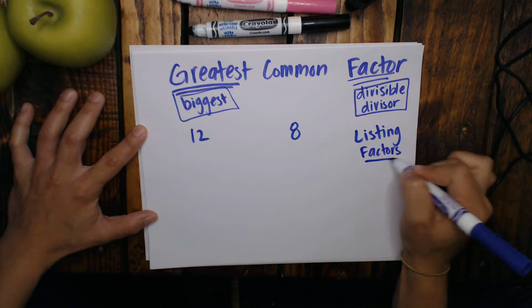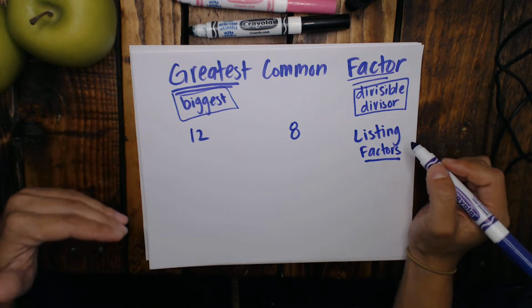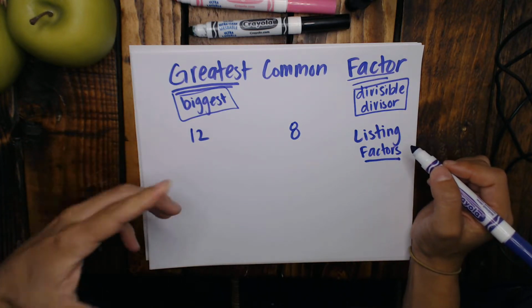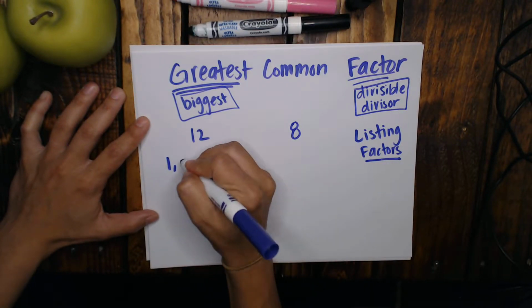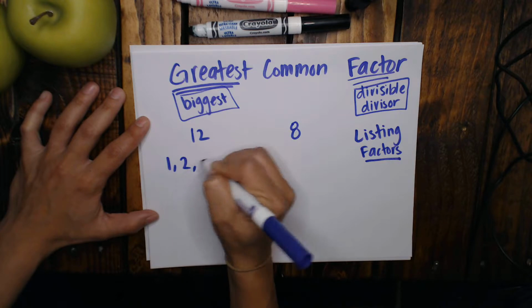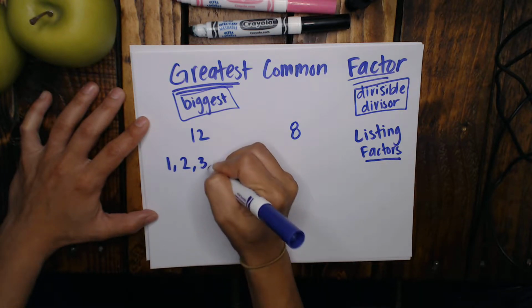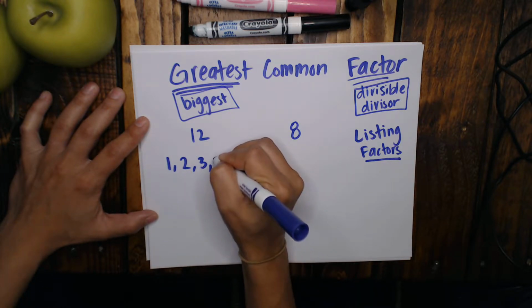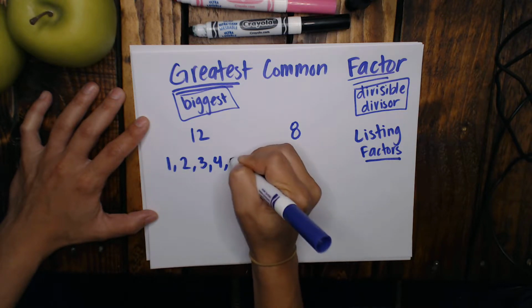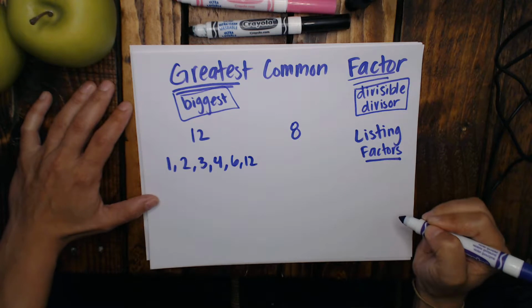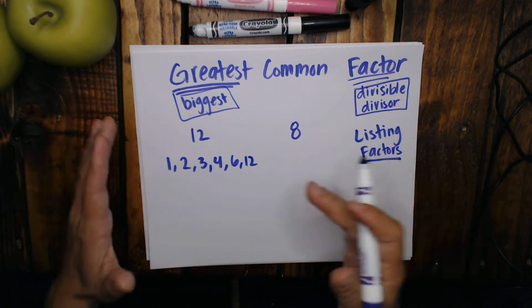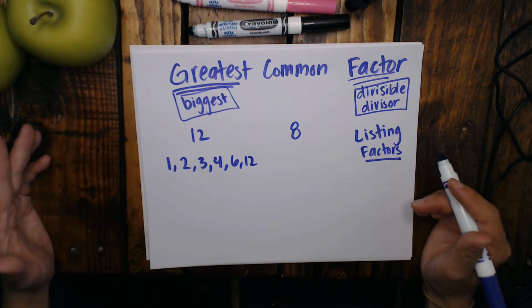So when I'm listing the factors, I'm talking about what numbers can be divided into 12. So I know 1 can go into 12. I know 2 can go into 12 because 2 times 6. 3 can go into it because 3 times 4. So obviously if there's 3, we also need the 4. 6 can go into 12 because 6 times 2. And then of course 12 itself. Once I've listed my factors, I know that I am done.